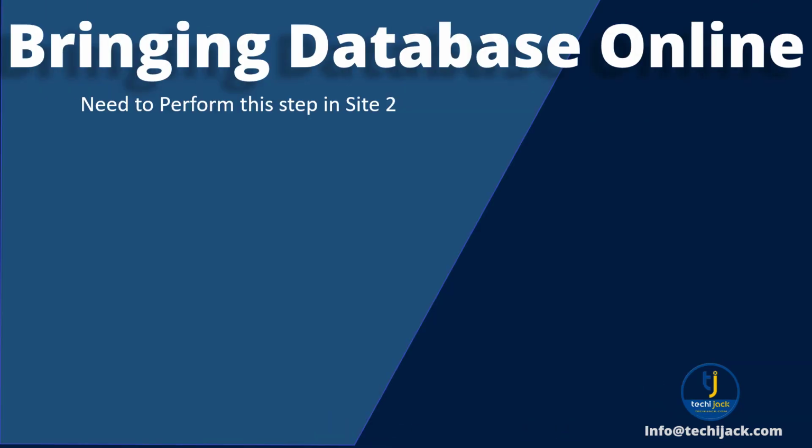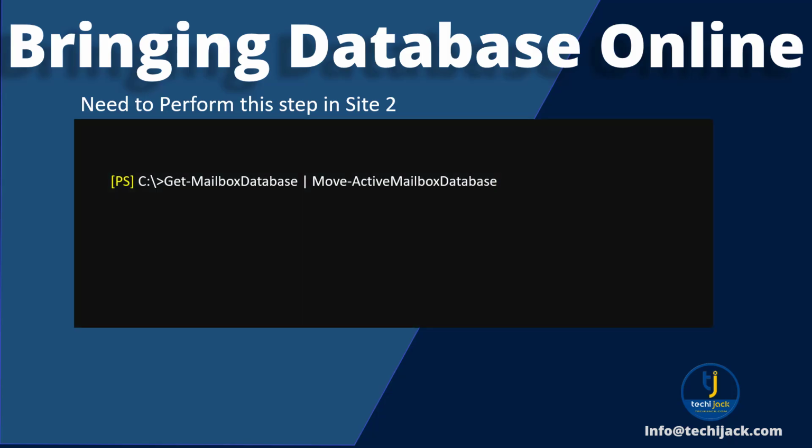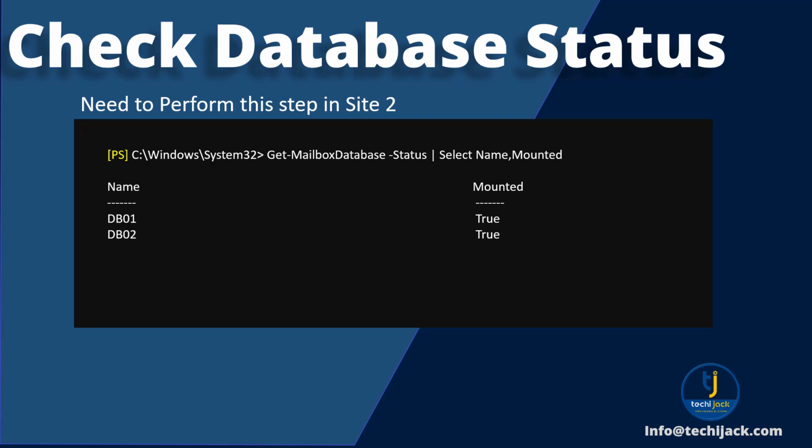Once you are done with this step, now we can bring the databases online on the site 2 DAC members, and to do that we can run the following command: Get-MailboxDatabase | Move-ActiveMailboxDatabase. Once you run this command, the DAC will automatically detect in site 2 where, and on which server, to mount the database. It will do it automatically. Once it is done, you can check the mailbox status and optionally test the MAPI connectivity.